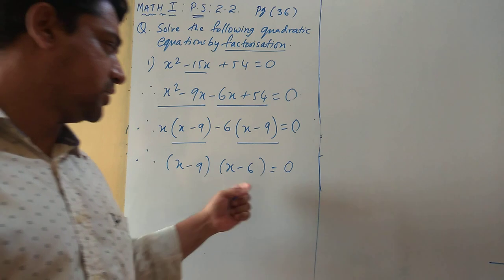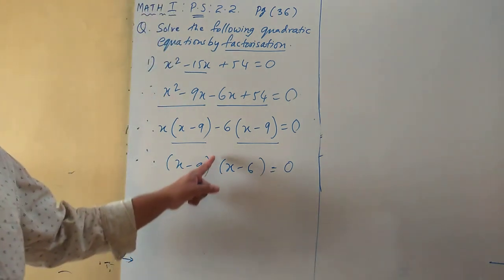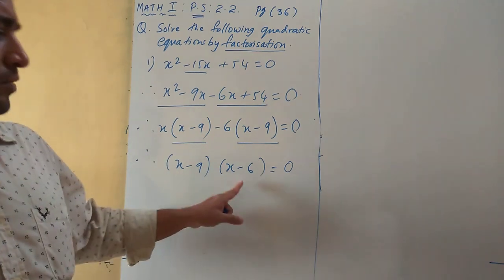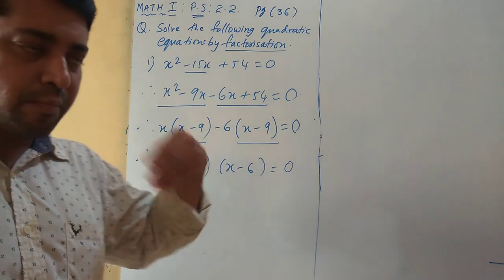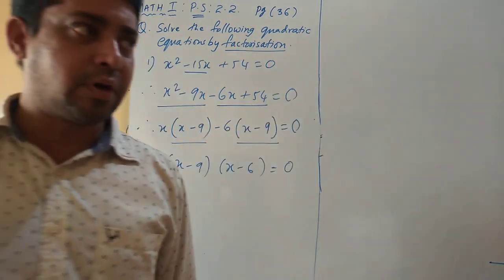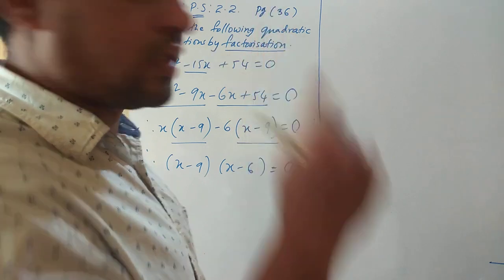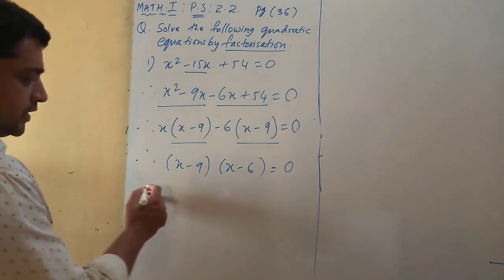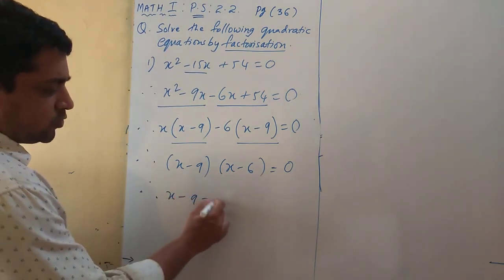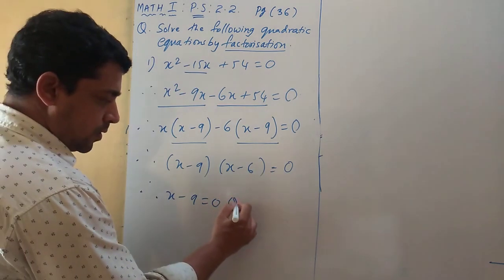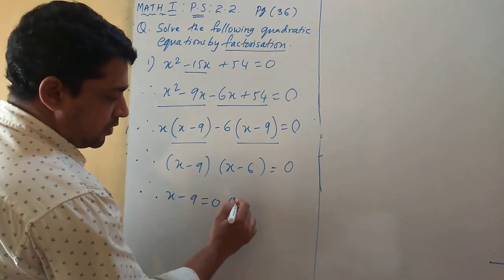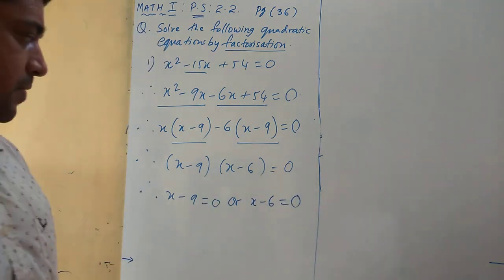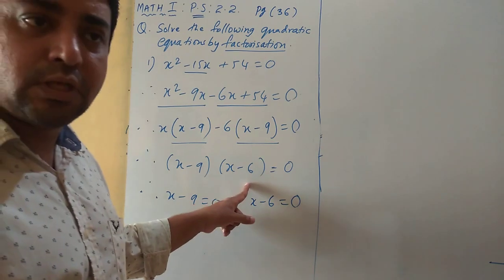Okay, so we have got 2 factors. You can see here we have a multiplication sign. And x minus 9 times x minus 6 equals 0. That means if I am multiplying one number with another number and the answer is 0, then one of the numbers should be 0, correct? So I might consider, therefore, x minus 9 is equal to 0, or even x minus 6 can be 0. So I'll write, or x minus 6 is equal to 0. Correct? So maybe this factor is 0, maybe this factor is 0.